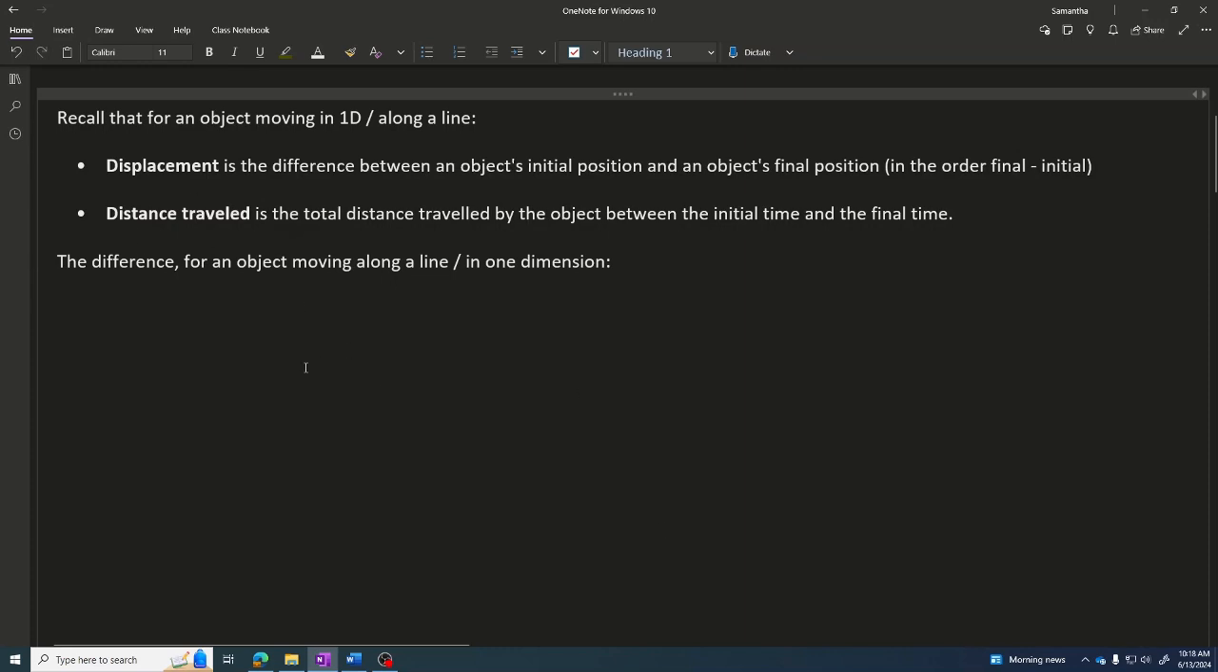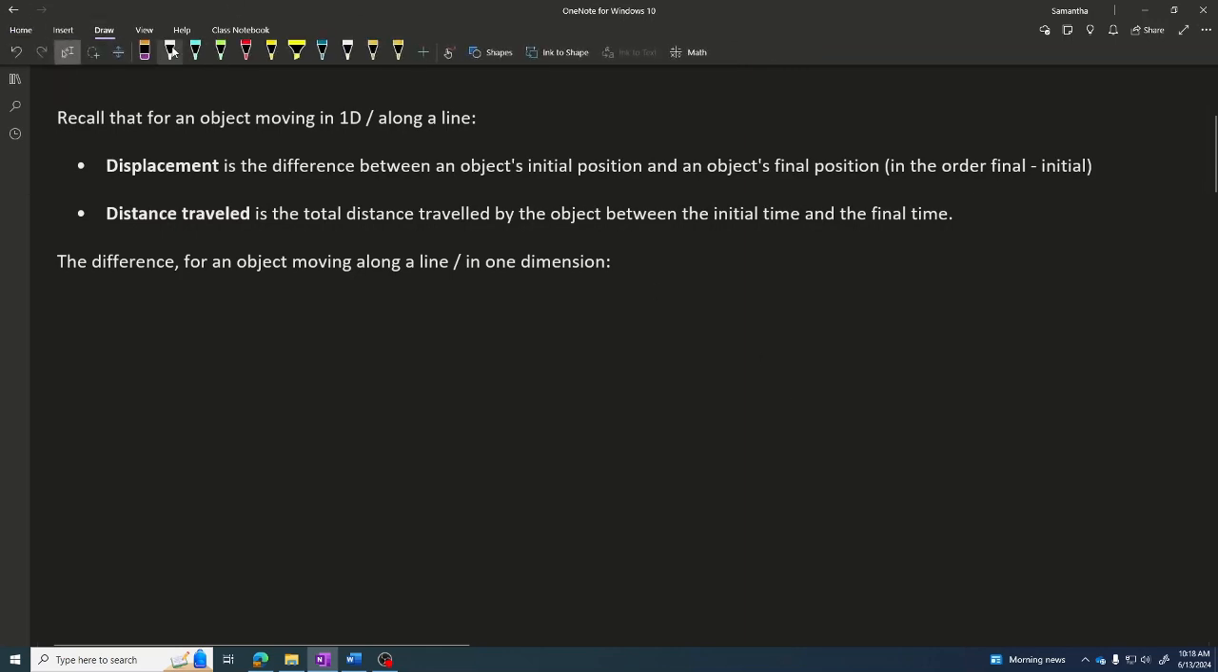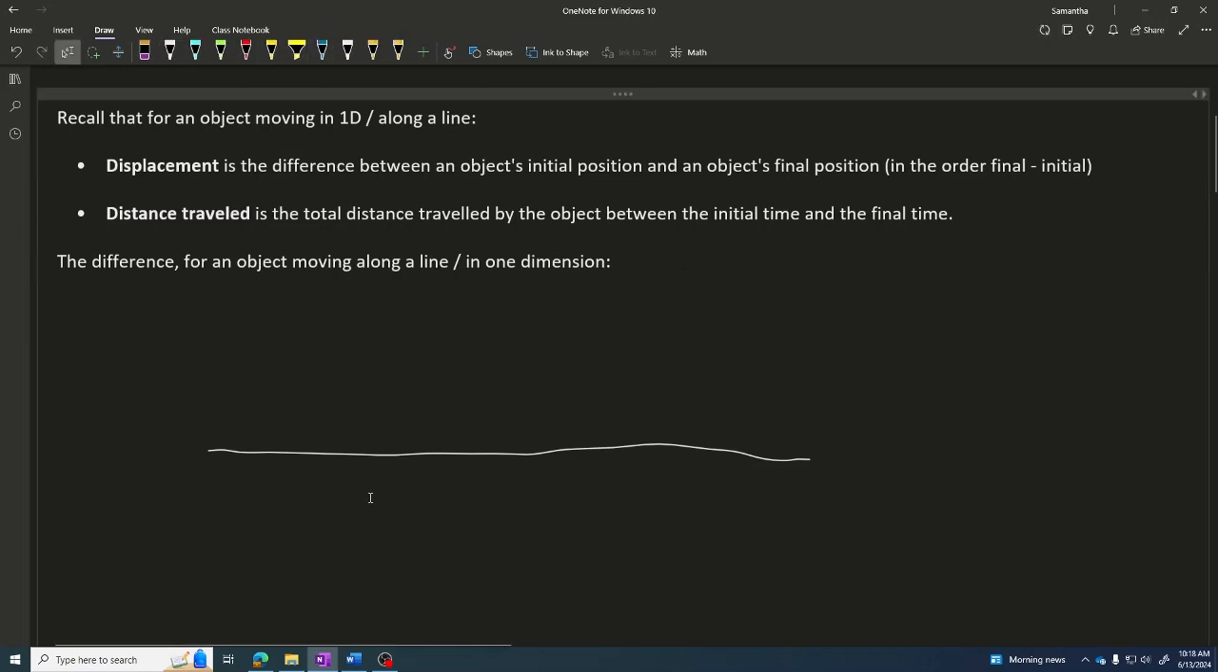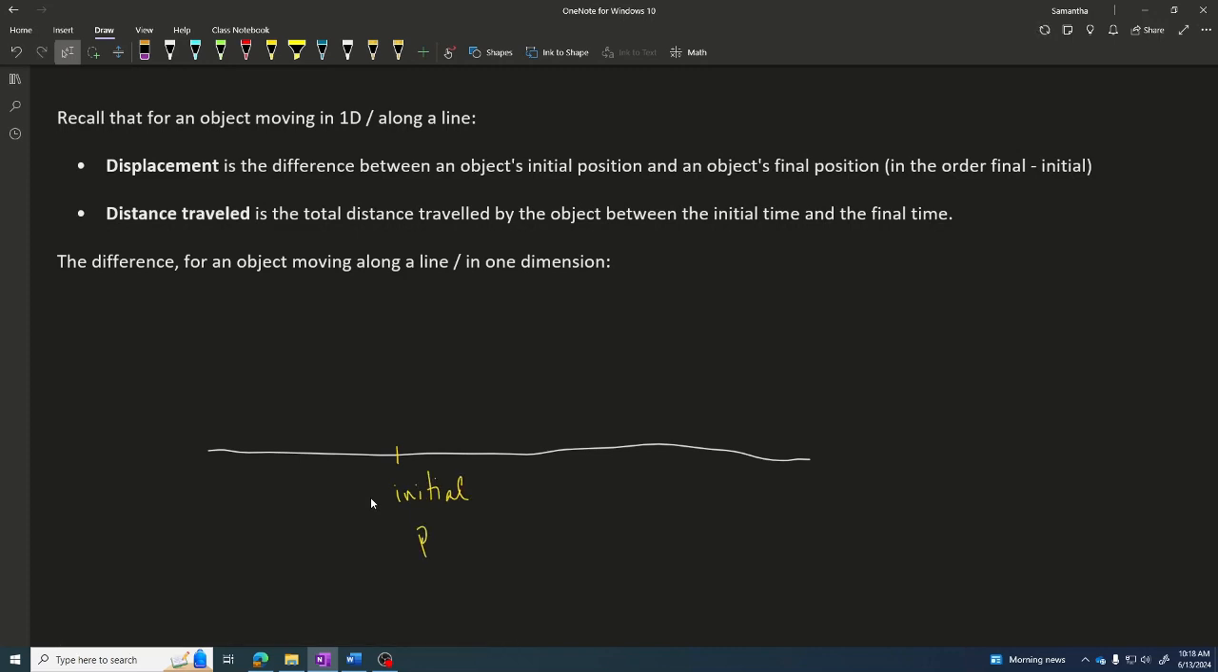To show you the difference between displacement and distance traveled, consider the following scenario. You've got a person walking along a straight line path. Let's just note it with this horizontal line here. And they start out at an initial position right here. Let us suppose that this individual, starting at this initial position, walks forward, let's say 2 meters, then turns around and walks backward 1 meter.